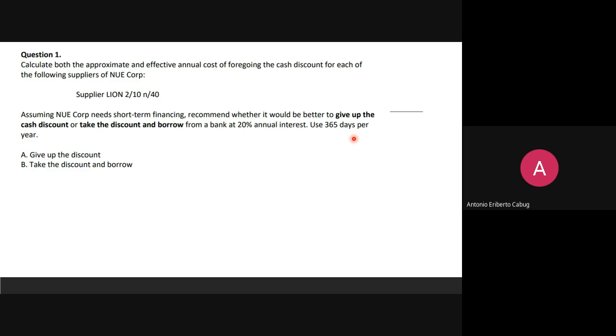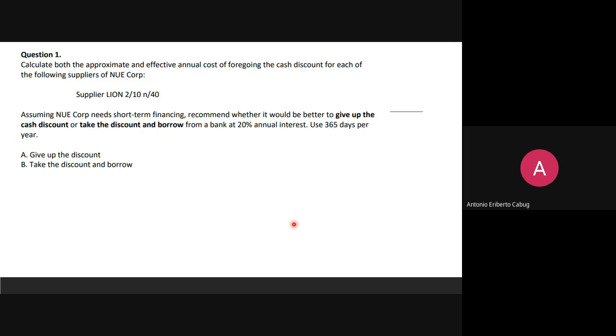Okay, so what's your answer here? Ano may sagot niya dito? Okay, so if you answer A, give the appropriate rate. If you answer B, also give the appropriate rate. Although tinatanong lang naman kung ano yung gagawin, no? So give up the discount or take the discount and borrow.